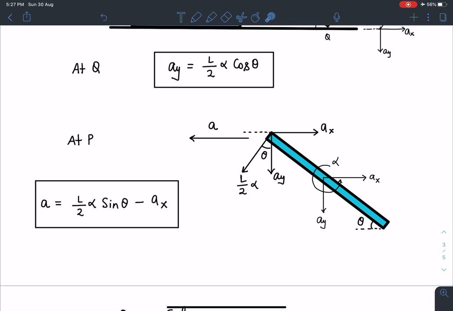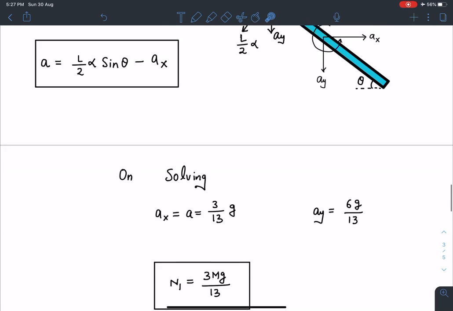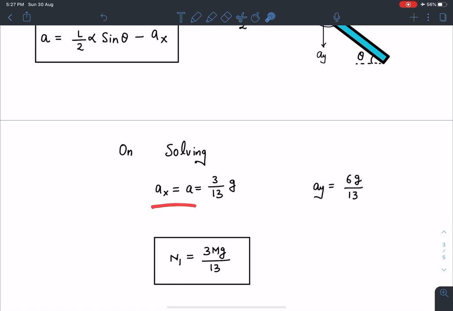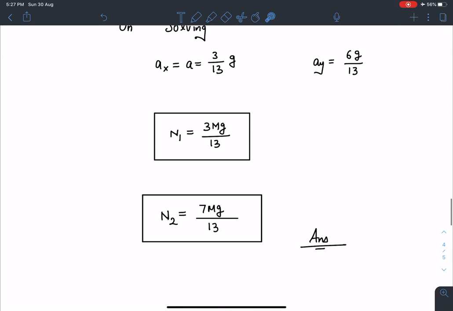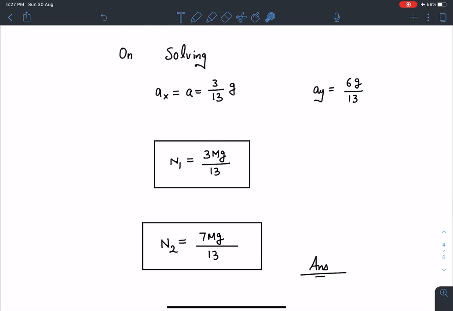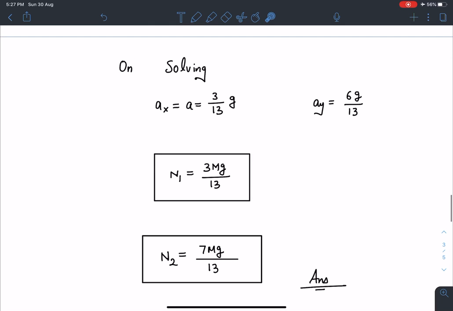So if I simplify them, I'll be getting AX equal to A is equal to 3g by 13 and AY is equal to 6g by 13. When I simplify, I'll be getting N1 is equal to 3mg by 13 and N2 is equal to 7mg by 13. These are the answers for this problem. I'm not explaining the calculation part. I hope you can do that on your own.